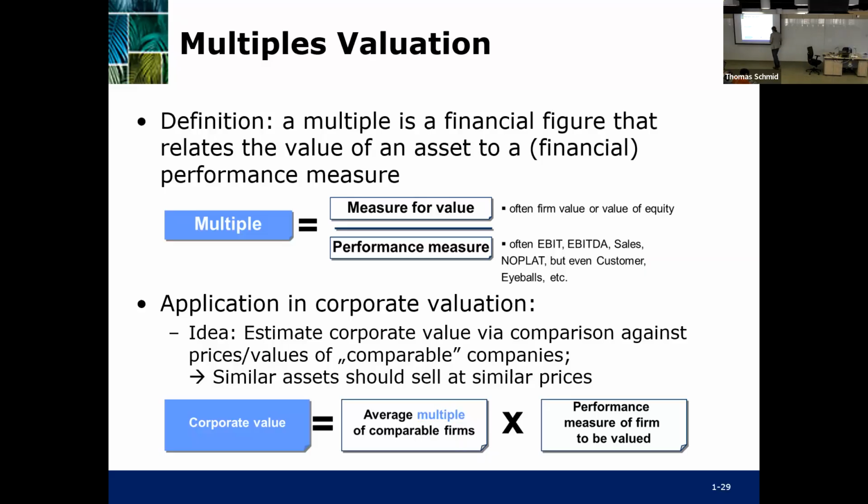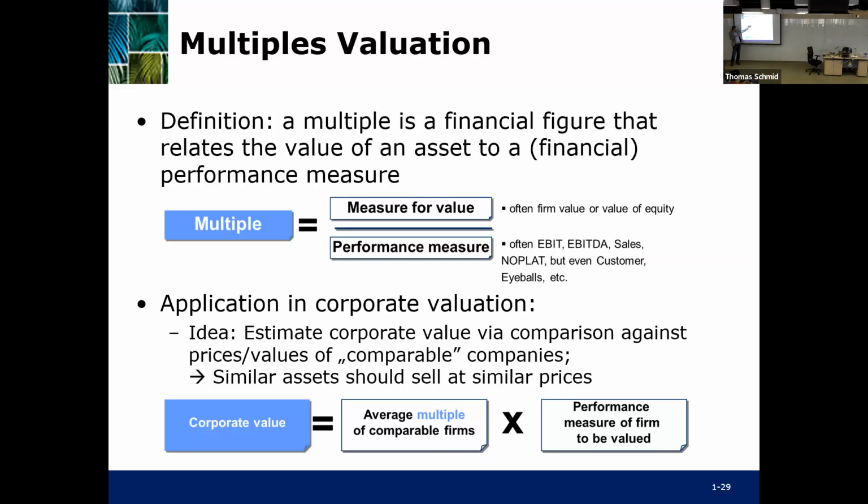And what will be also very important here, it's really the key to multiples valuation, is that you should calculate this average multiple based on comparable firms. Firms that are comparable to the firm that you want to value. So if you want to value a social network, you shouldn't use the multiple of an electricity company. You should use the multiple of other social networks. If you want to value an AI firm, you should use the multiple of other AI firms. If you want to value a car manufacturer, you should use the multiple of other car manufacturers. It should always be comparable firms, and I will show you in a few slides why this is so important. Multiples tend to be very different across industries and across firms that are not comparable. But again, that's the basic idea. We calculate a multiple, which is the measure for value scaled by a measure for performance.